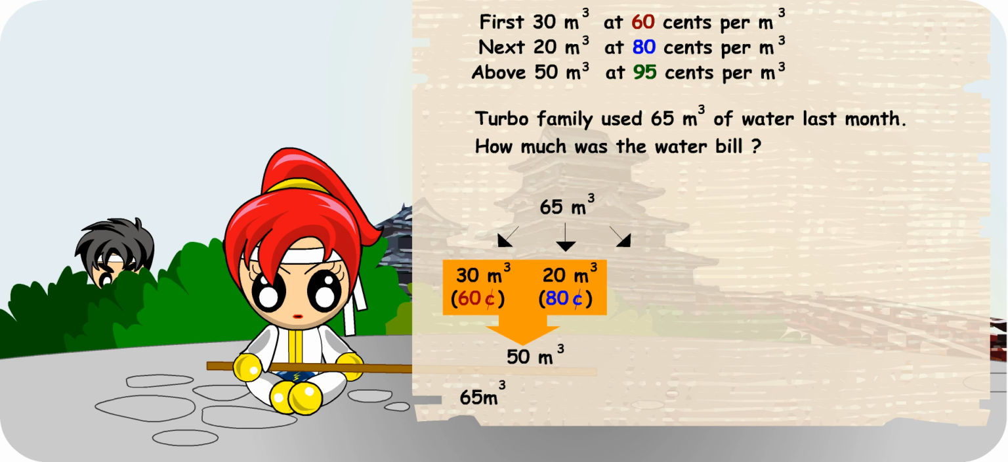65 cubic meters minus 50 cubic meters equals 15 cubic meters. The last 15 cubic meters is charged at 95 cents per cubic meter. Do you understand so far, Turbo Girl? I do, teacher. I think I can solve the problem from here.